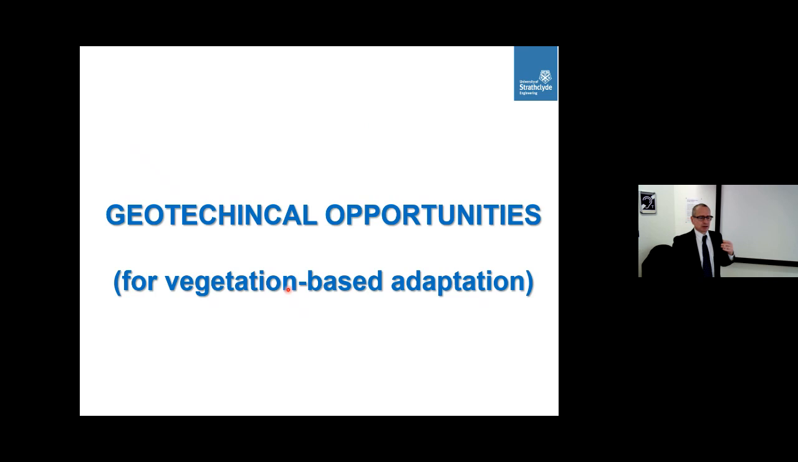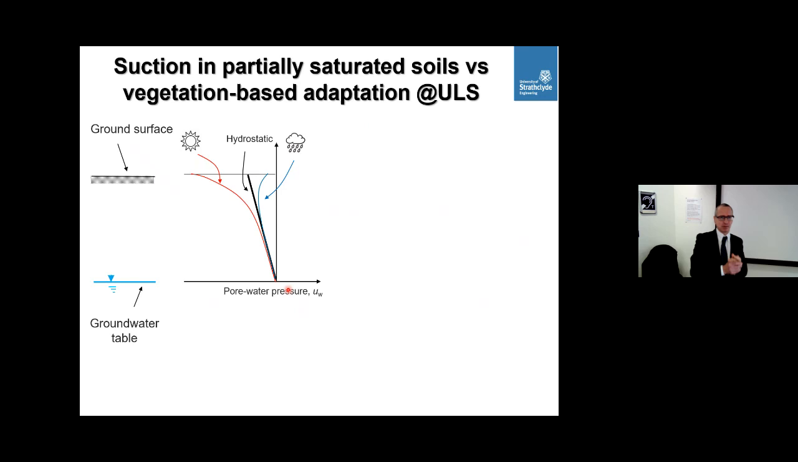So what are the geotechnical opportunities, especially for vegetation-based adaptation? The two stories are combined: the story of partial saturation and the story of vegetation. So let's consider what happens. It's a soil profile. It's one-dimensional here, but could easily be two-dimensional or three-dimensional. When you have a dry period, and you have evaporation or evapotranspiration, the pore water pressure becomes more and more negative, the red profile that you see. When you have rainfall, the pore water pressure tends towards zero, and then you have the blue profile.